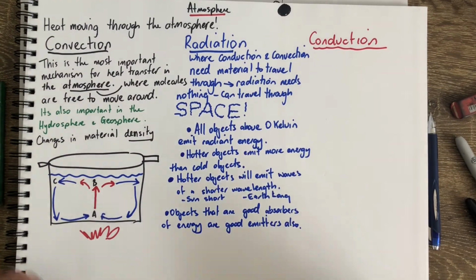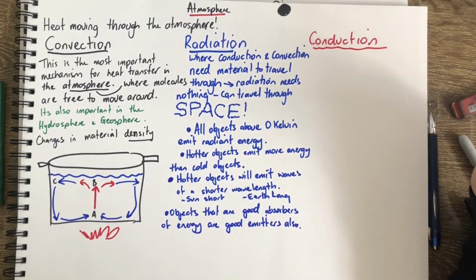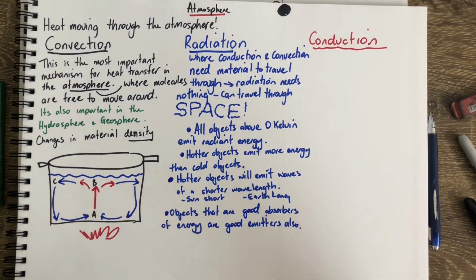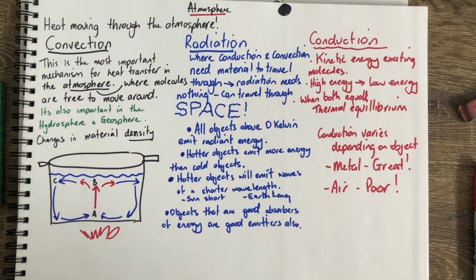Now, our last movement of heat comes down to conduction. Let's write some details about this. All right, conduction. Here are some facts about conduction, and this is probably our least important atmospheric heat movement. It is kinetic energy. If you think back to year 8 science, kinetic energy moves the molecules, they vibrate around, and heat moves from areas of high heat or high energy to low energy. They do that until they meet and there's thermal equilibrium.